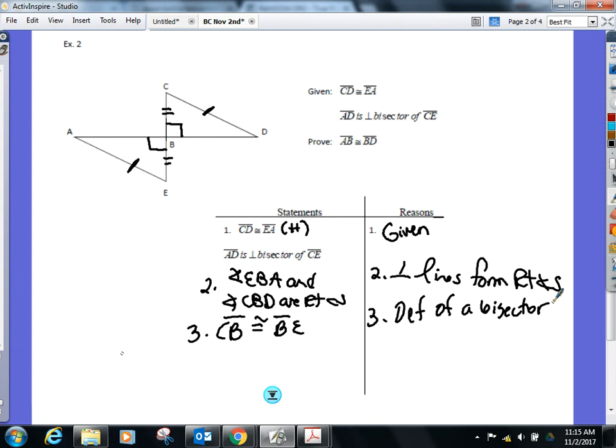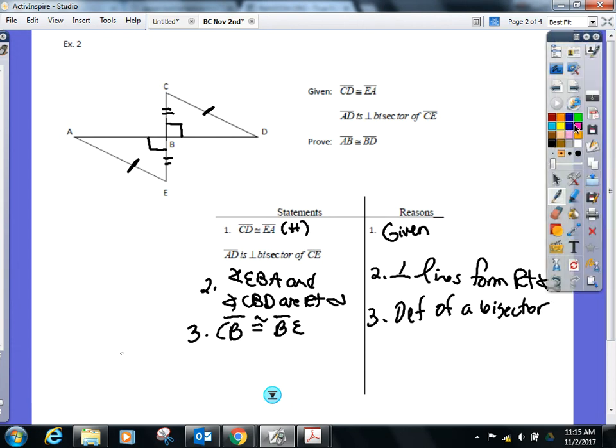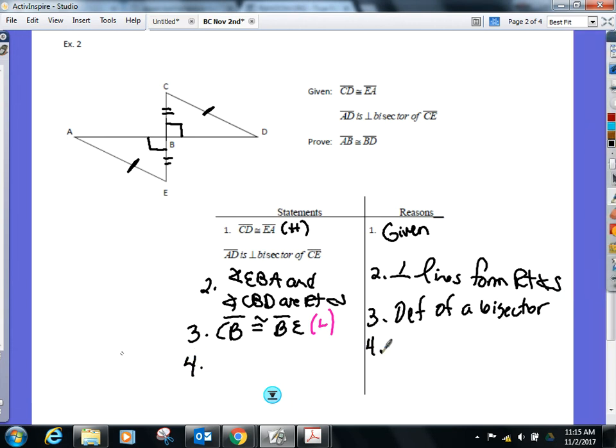And that gives us, what did we call CB and BE? Are those the hypotenuse or the legs? Those are the legs, yep. So it looks like I have HL, except I can't write HL yet. I can't say HL yet until I tell you what I'm working with.